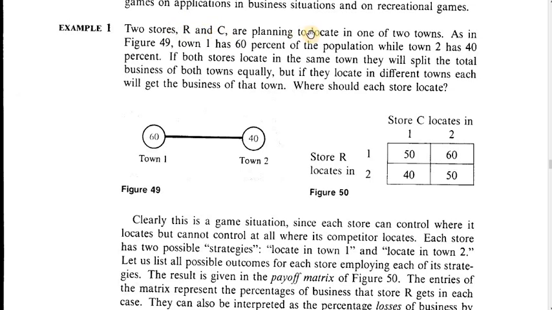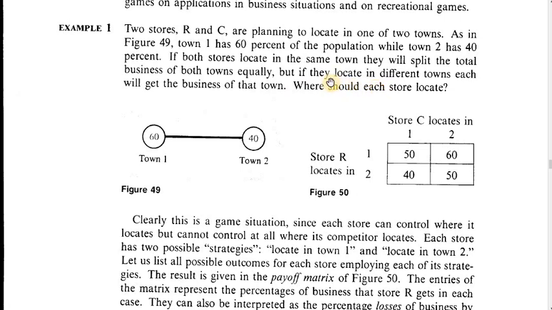So you have two stores that are planning to locate in one of two towns. In figure 49, town 1 has 60% of the population, that's here. Town 2 has 40%, that's here. If both stores locate in the same town, they'll split the total business. But if they locate in different towns, each will get the business of that town. So where should each store locate?